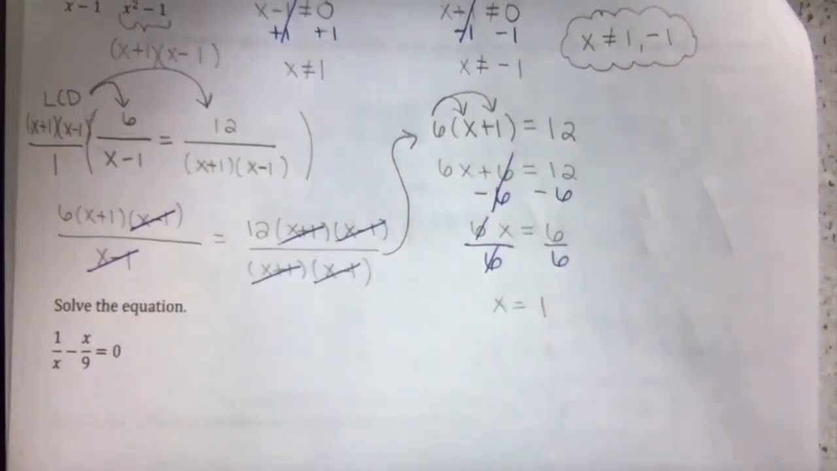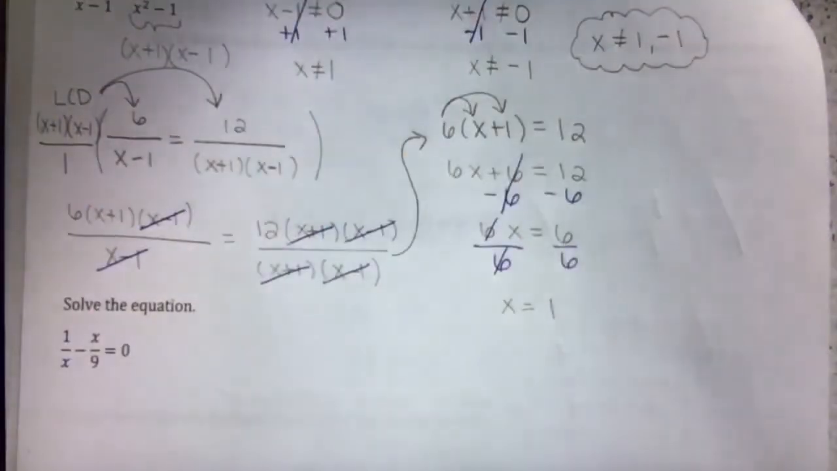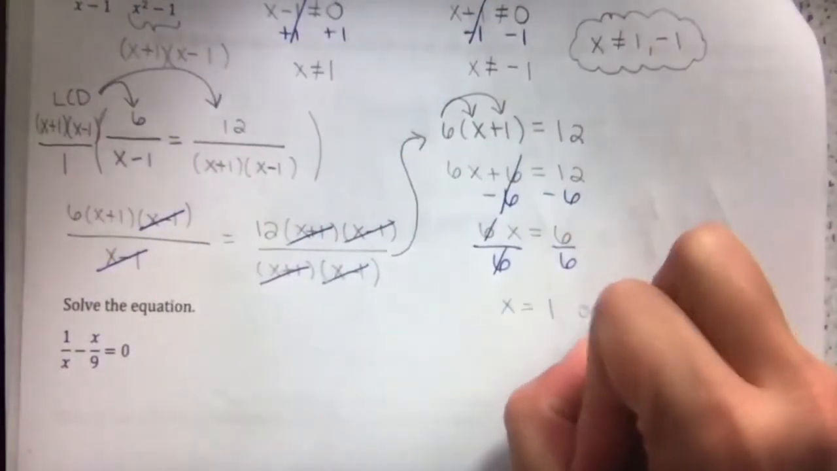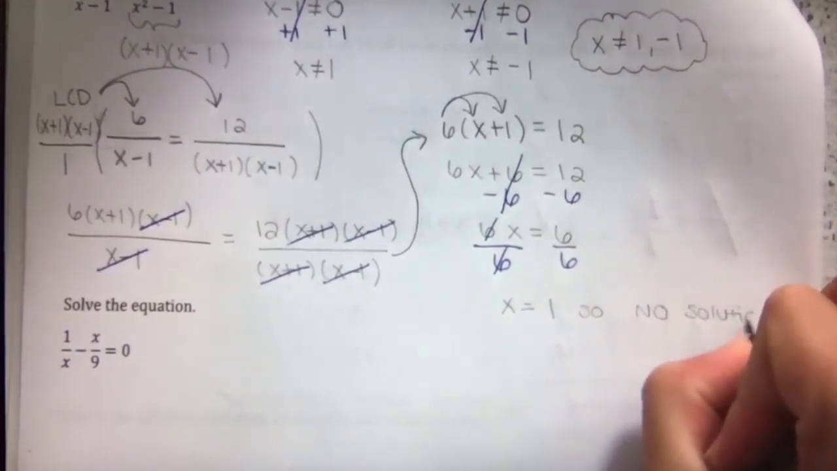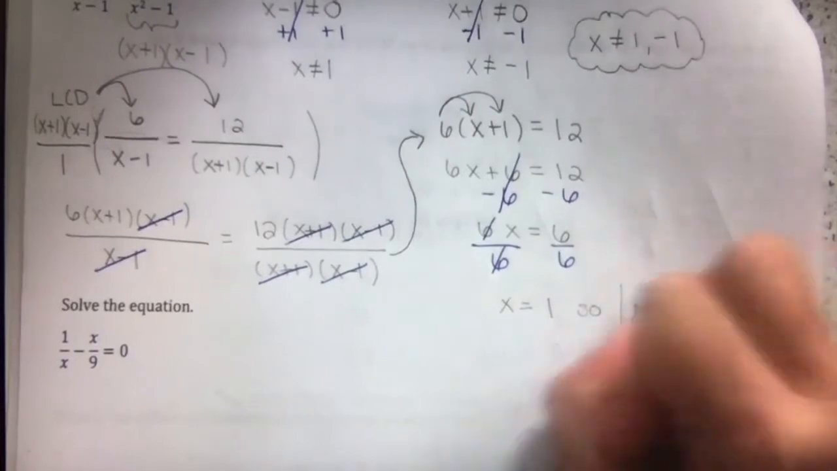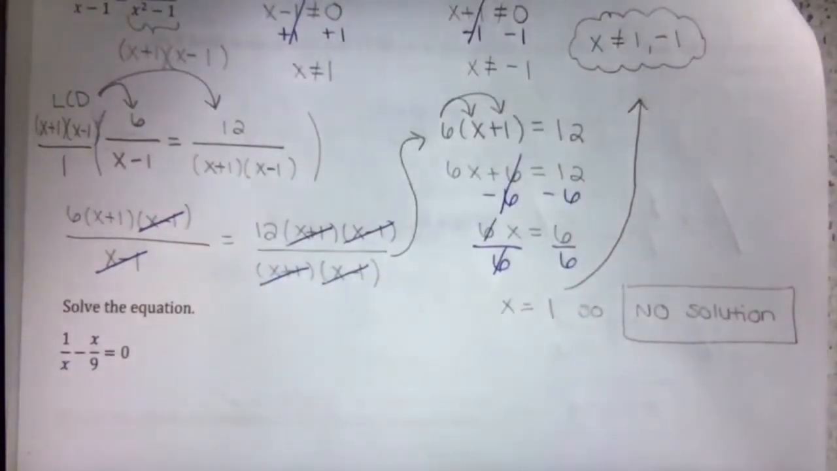Why'd you say uh-oh? Because it equals 1. Up here we said x cannot equal 1. So what's our answer? No solution. Because it doesn't work in our domain, so there's no solution.